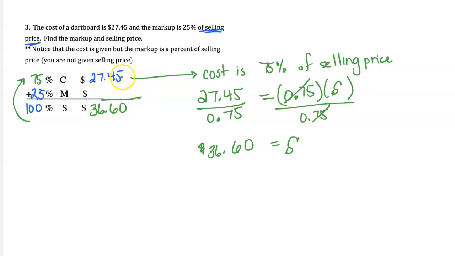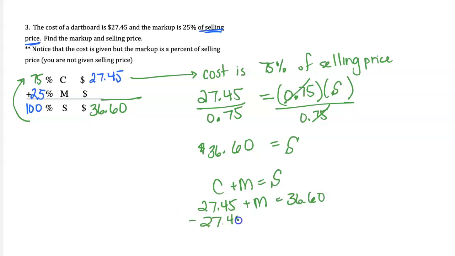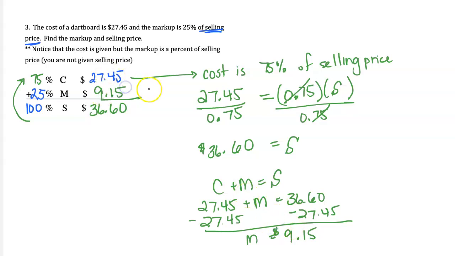We can work backwards here to find the markup dollar amount, or we can use cost plus markup equals selling price and fill in what we know. We still end up with using subtraction, and our markup dollar amount ends up being $9.15. And we found the markup amount, and we found the selling price amount, which is the two things that they asked us for.